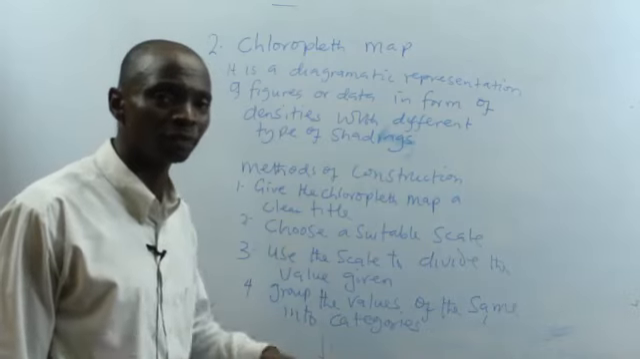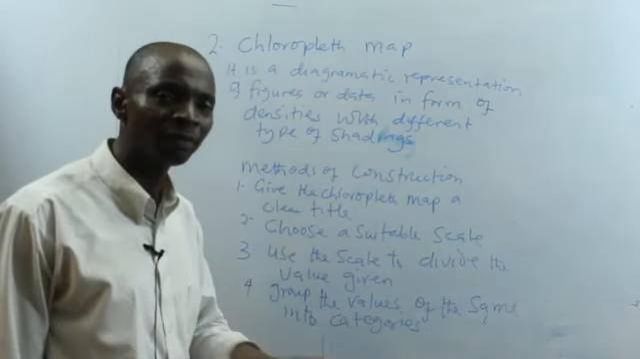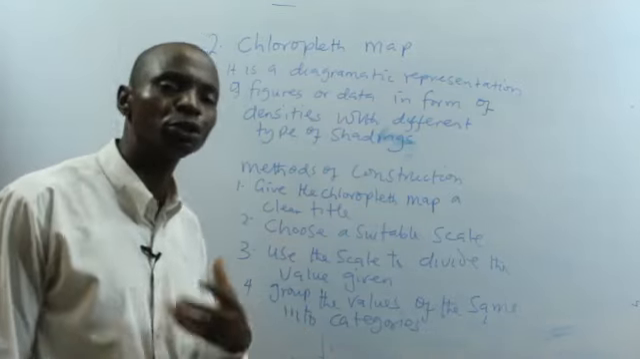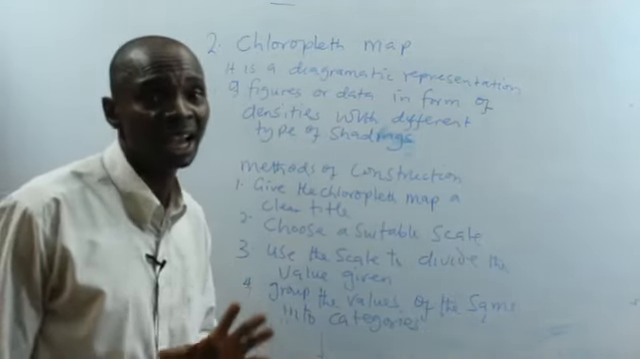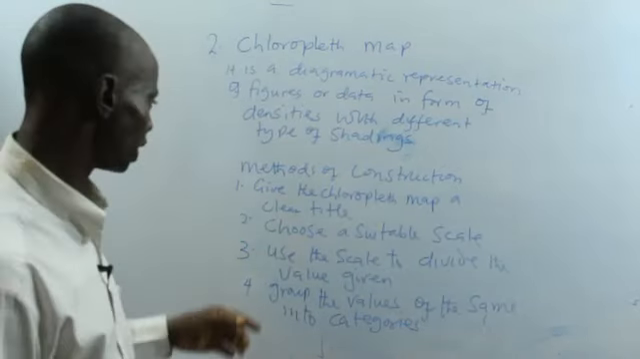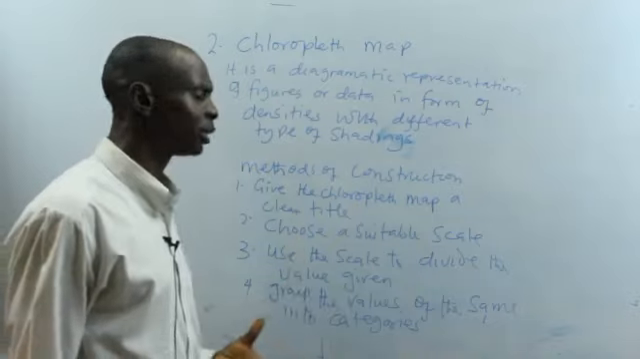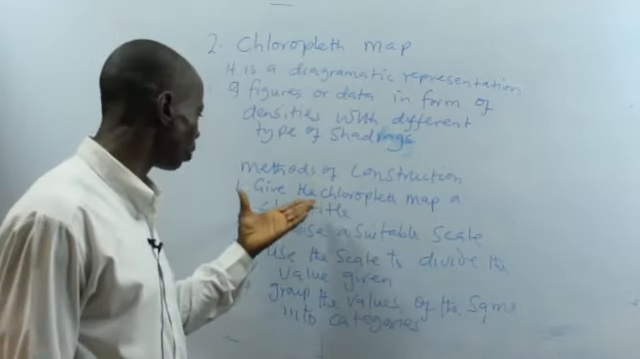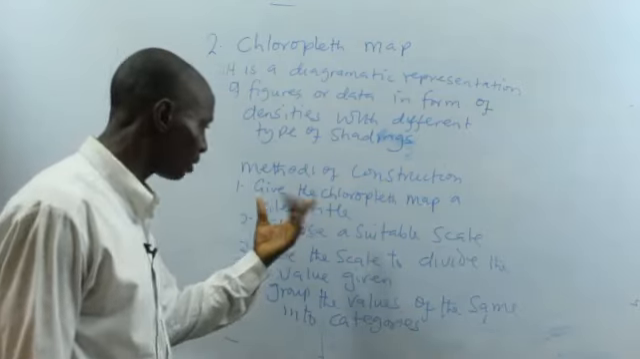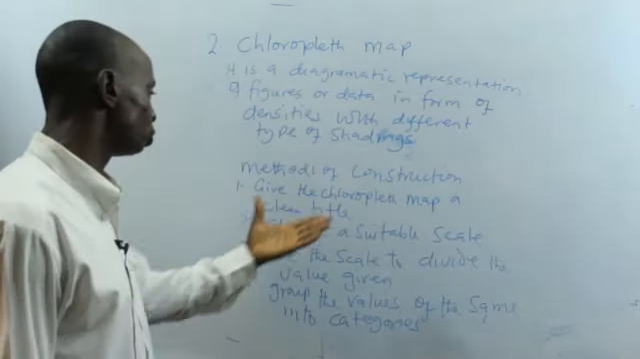Anything that involves a diagram in geography, please give it a title. It shows your maturity and how you are properly grounded and tutored in geography. Now let's look at the method of construction once again. Number 1, give it a clear title. This time it is a Choropleth map showing what?